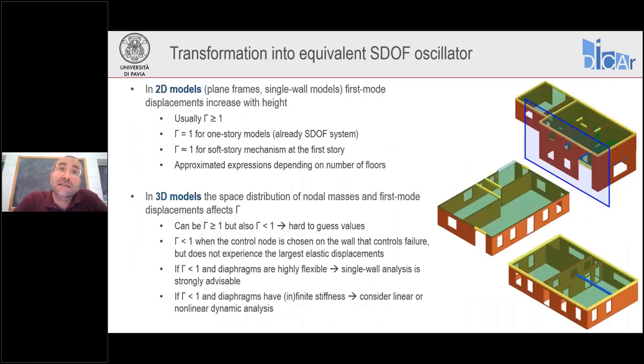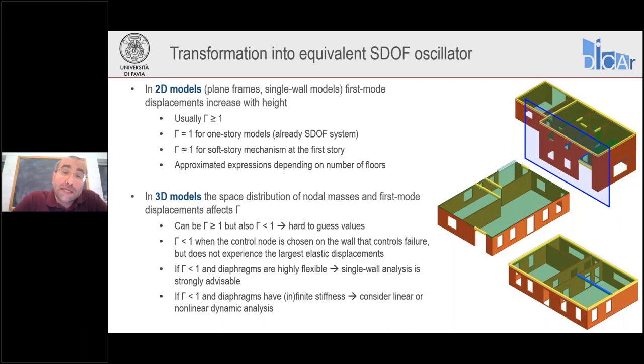Now, it seems easy. It can actually be easy, but we have to be careful, especially when our structures are 3D systems and we may have some irregularities. In fact, these concepts of transformation from multiple degree of freedom system to single degree of freedom system were defined for planar frames, or in the case of masonry structure, for single wall models.